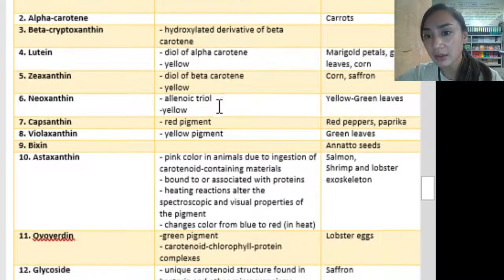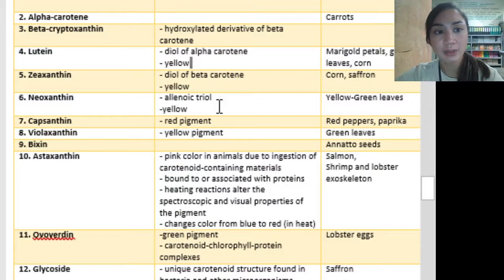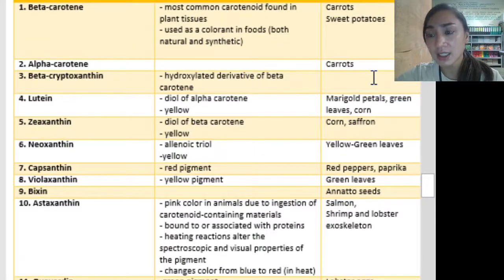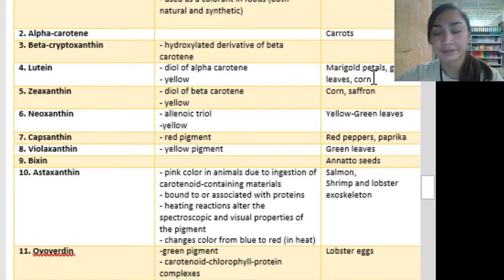And then we have lutein. So, number 4, it's a diol of alpha-carotene. So, dito yellow naman siya. Present in marigold petals. So, marigold petals are actually yellow. It's also present in green leaves and also in corn.